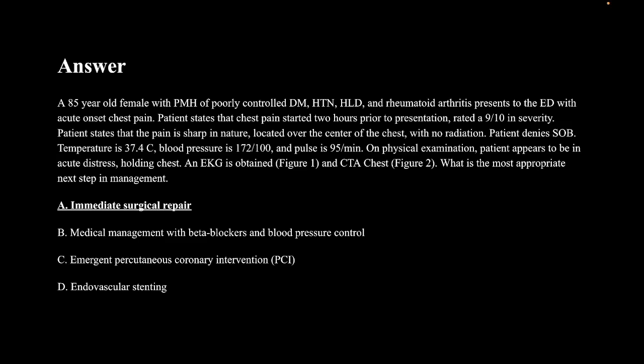Key summary point, aortic dissection: there are two types, type A and type B. Type A affects the ascending aorta, and you treat that by immediate surgical repair. Type B affects the descending aorta, and you treat that by medical management by lowering the blood pressure.